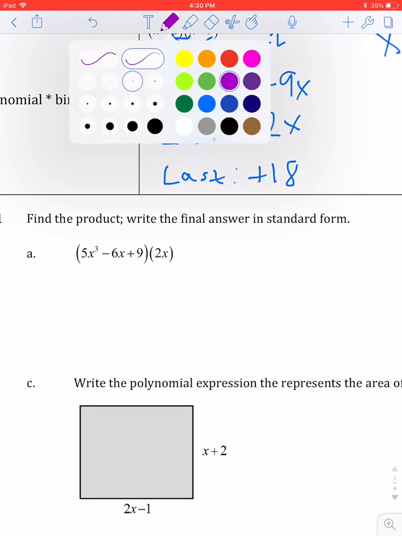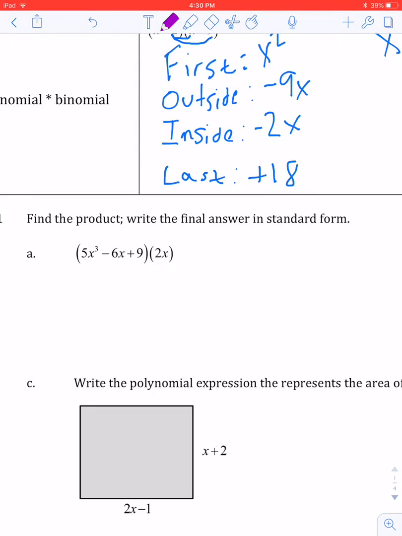All right, so I've got 5x to the third. I'm going to do this the same way I did all the other ones. I'm going to bring that one to just 2x, multiply my coefficients together to get 10, and combine my exponent degrees together to get x to the fourth. Now I'm going to do the same thing with negative 6x. I carry negative 6x to the 2x, so that's minus 12. Combine my exponent degrees of 1 and 1 to get x squared, and then I take my 9 and carry it to the 2x to get a positive 18x.